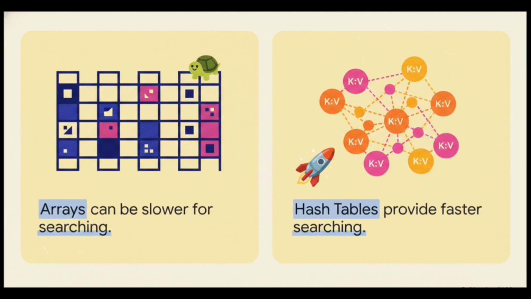Tip number 3, use appropriate data structures. Sometimes the secret isn't writing a more clever loop, it's just choosing a better container for your data. For instance, if you need to search for items frequently, swapping out a standard array for a hash table can provide dramatically faster, often O of 1 constant time search speeds. It's a really simple change that drastically improves performance because you aren't scanning linearly anymore.